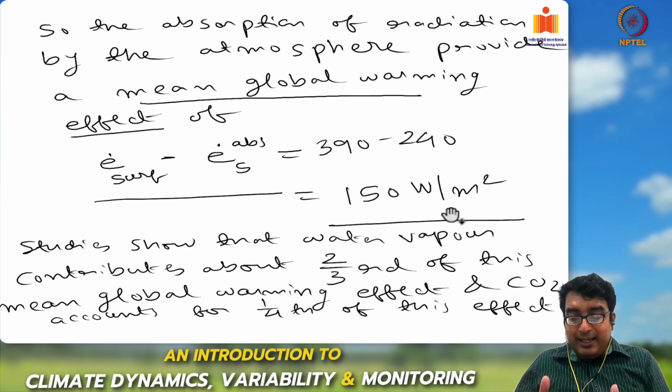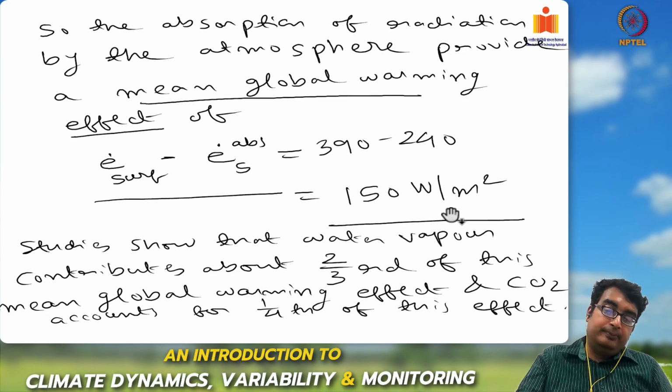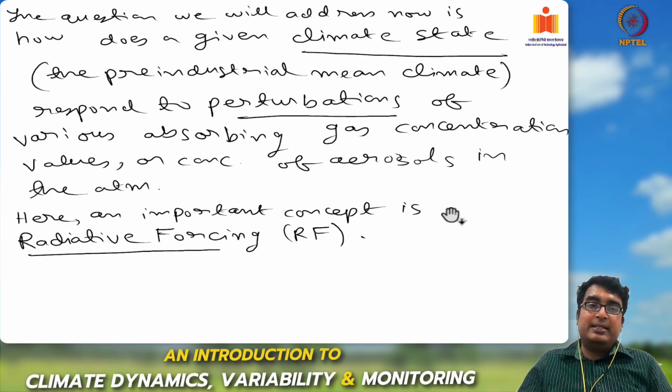Now that we understand this mean global warming effect, what is clear is that when you are adding greenhouse gases into the atmosphere, this mean global warming effect is increasing. There is a perturbation or an increase in this global warming effect as the atmosphere is absorbing a greater amount of the radiation being emitted from the surface of the world. And as a result, the surface temperature is heating up. Let's see how we quantify this point.